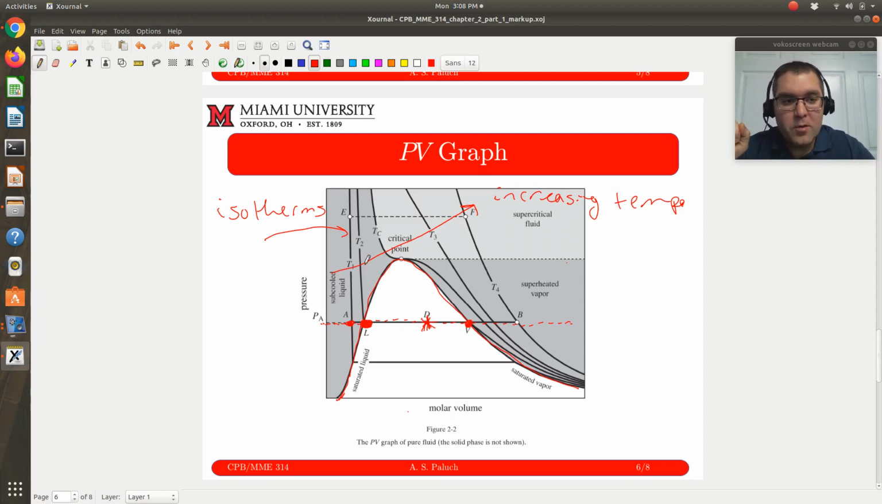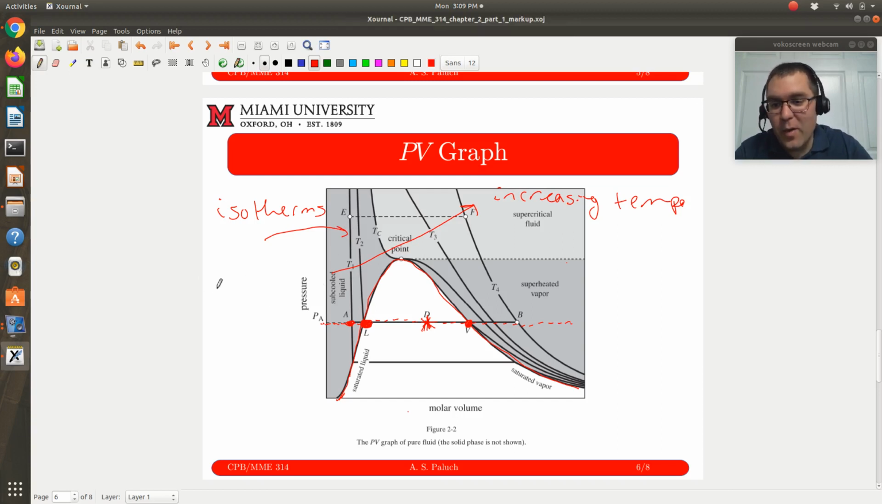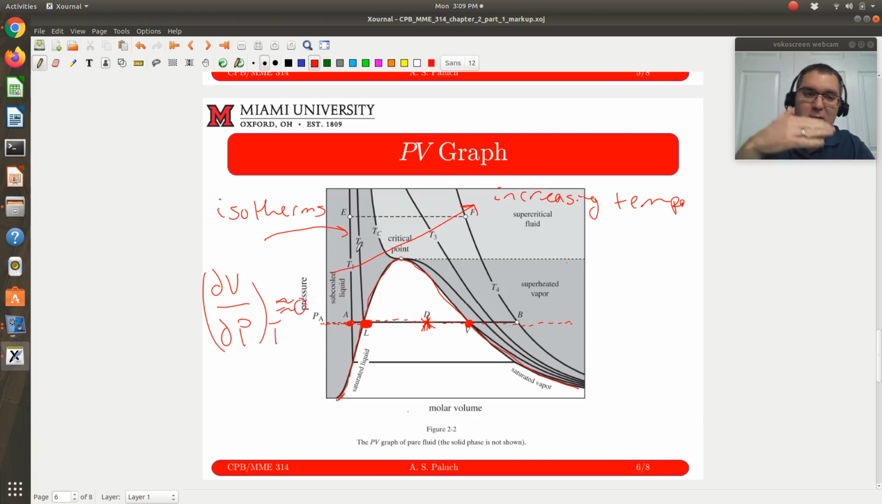Looking at the isotherms here for a second. If I look at my subcooled liquid region, let's look at say T1. My isotherm is nearly vertical in the subcooled liquid region. Equivalently, if I had plotted molar volume versus pressure, that would be horizontal, or the slope of that line would be essentially 0. Looking at it the opposite way, we have essentially that dV/dP at constant T is equal to 0, if it's a horizontal line.